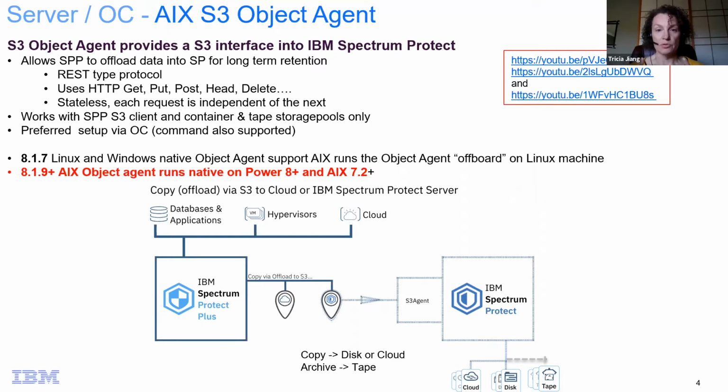But like I said, in the future, that object client could be connecting with other S3 entities who could be sending data to our object agent and then stored in our Spectrum Protect server. So watch this space. I think you're going to see a lot of interesting extensions of the types of data we can protect and store in our Spectrum Protect environment.